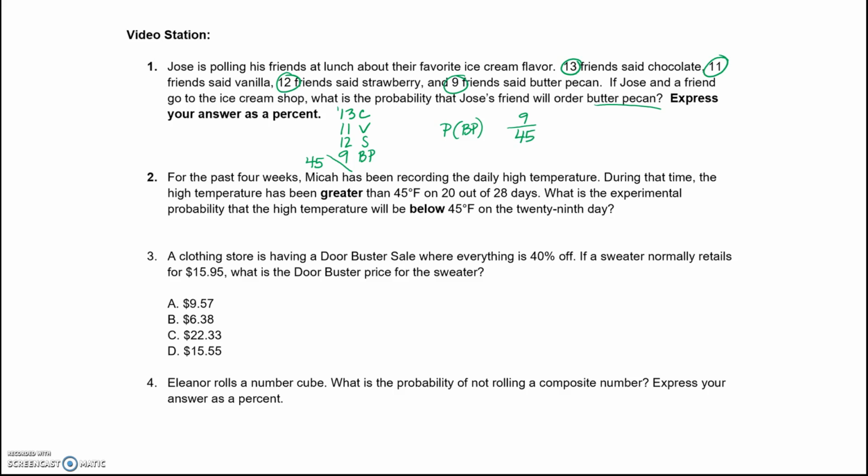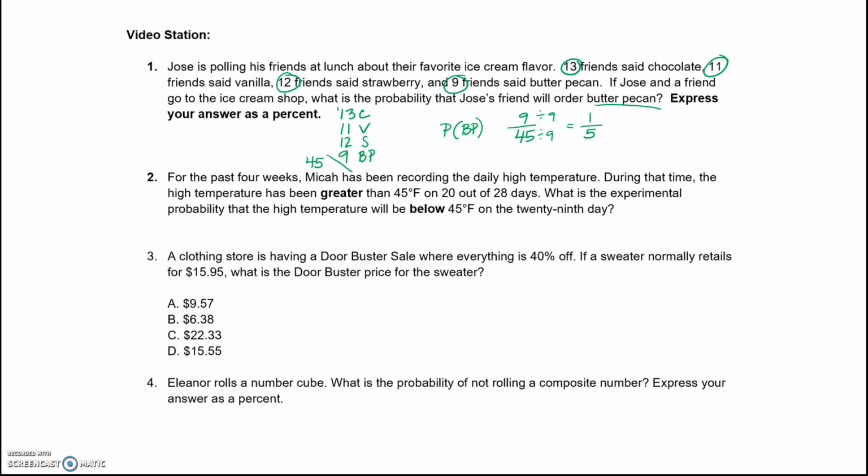But let's see, we can definitely simplify this. 45 I know is divisible by 9 because 4 plus 5 is 9. So 9 divided by 9 is 1. 45 divided by 9 is 5. So 1/5. It says express your answer as a percent.